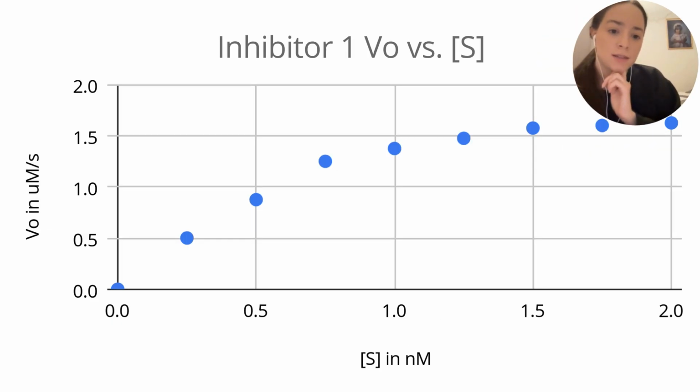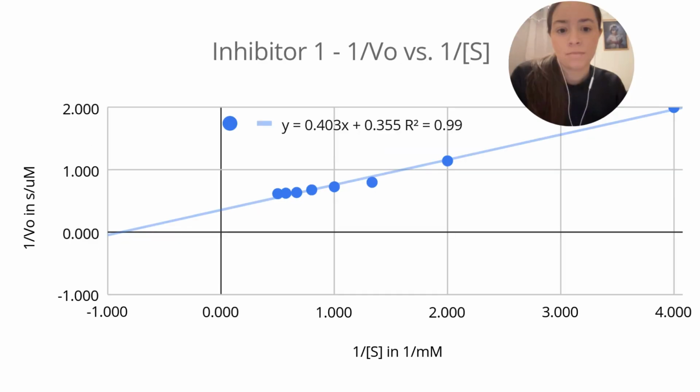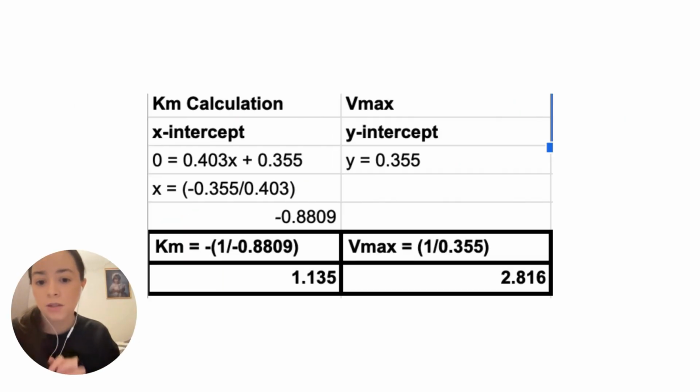So this is what the Michaelis-Menten graph looks like with inhibitor 1, and I can tell just by looking at it that Vmax may have increased. This is the Lineweaver-Burk plot and the equation for inhibitor 1. Km for the reaction without the inhibitor was 1.136, so that didn't really change that much or at all. And then Vmax for the reaction without the inhibitor was 1.125. So Vmax for inhibitor 1 increased.